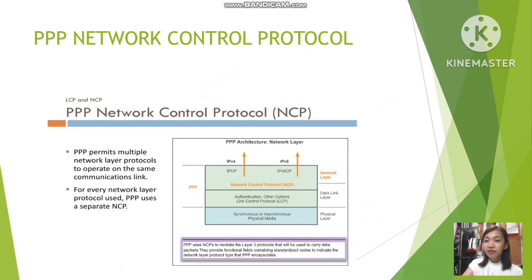Next, we have the PPP Network Control Protocol. PPP permits multiple network layer protocols to operate on the same communication link. For every network layer protocol used, PPP uses a separate NCP. So here, NCP includes functional fields containing standardized codes to indicate the network layer protocol that PPP encapsulates.